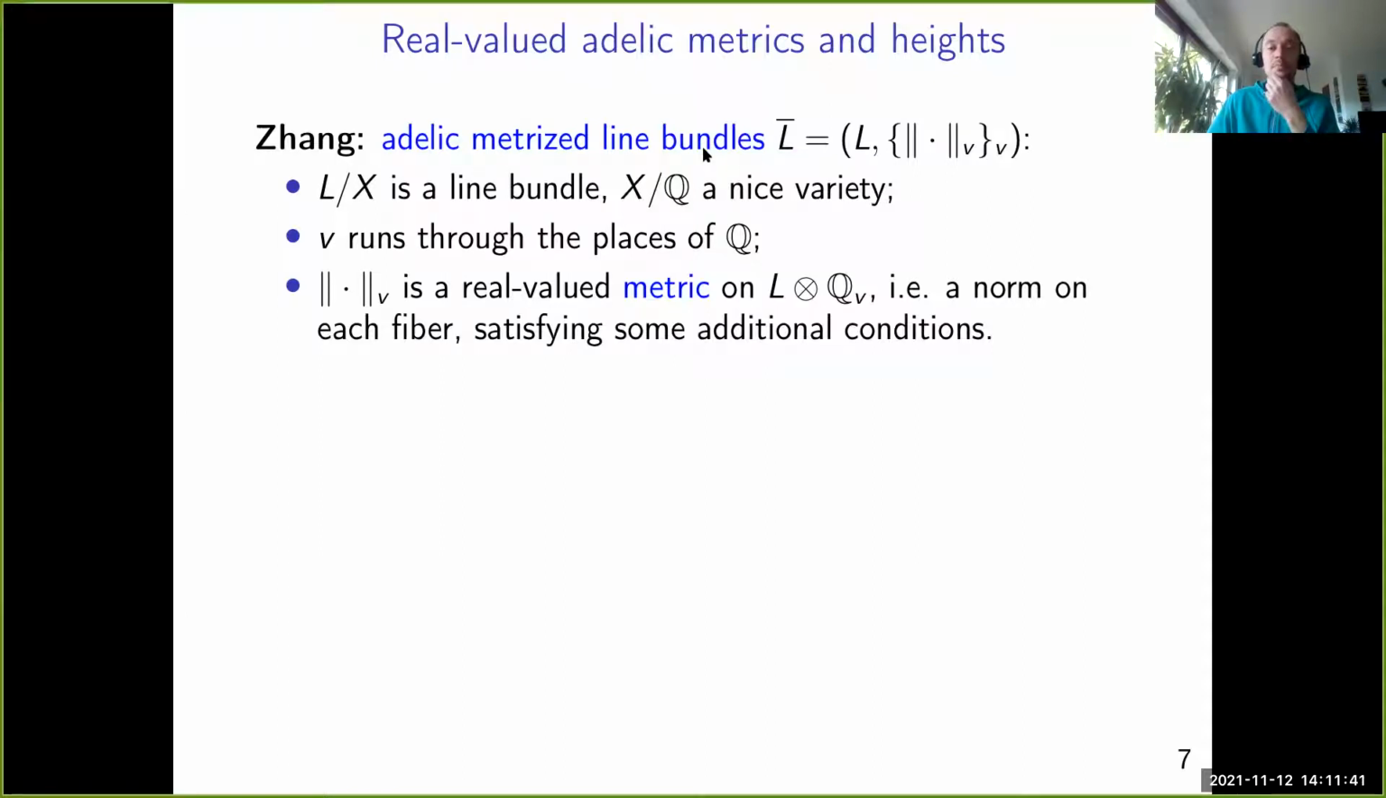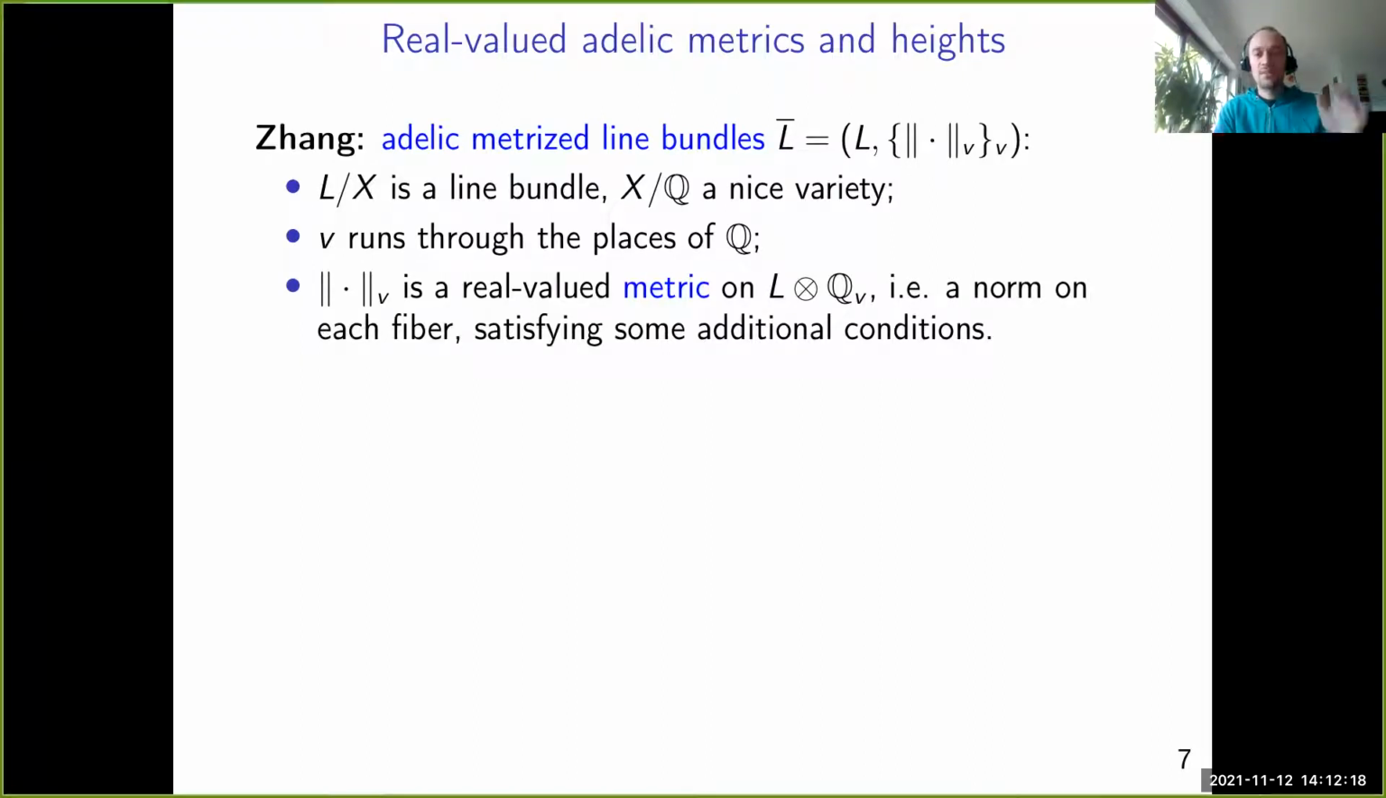So an Adelic metrized line bundle, L bar, is as follows. And again, I'm restricting to a specific situation. So you need a line bundle L over a nice variety X over Q. So remember, nice was smooth projective and geometrically integral. And then for each place of Q, you fix a real valued metric on L, or rather on L tensor Q_v. And here a metric is just a norm on each fiber of L. Yeah, so it's a family of norms. And there are some additional conditions here that I want to sweep under the rug, because this is just by way of analogy that I'm summarizing this here.